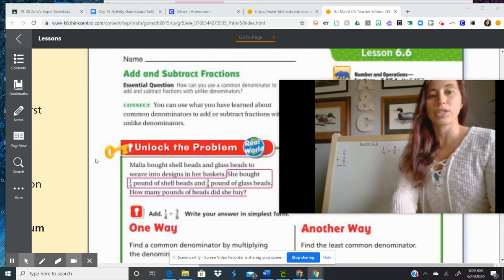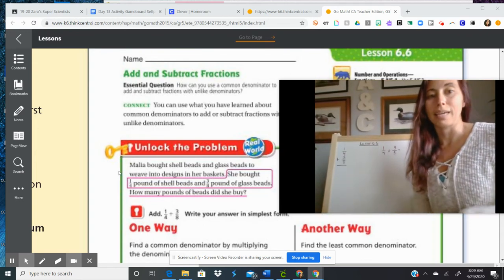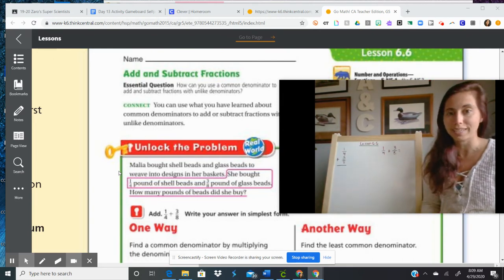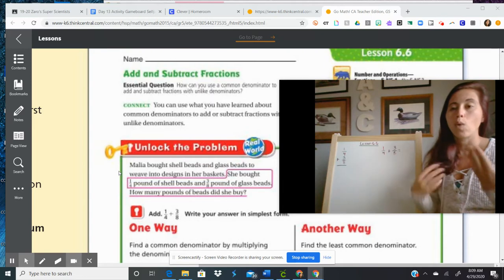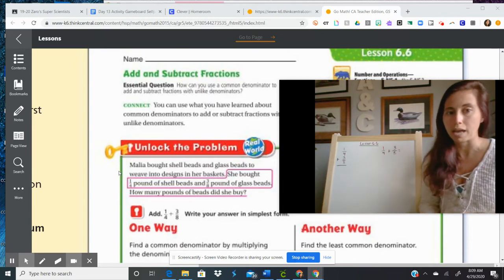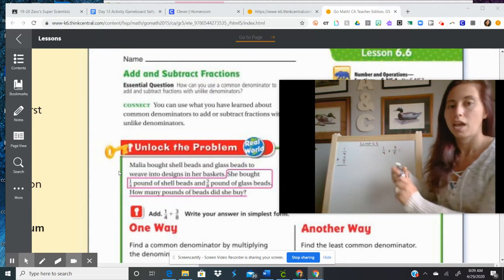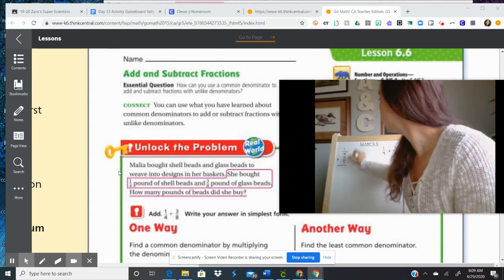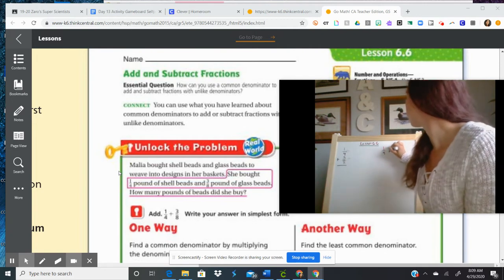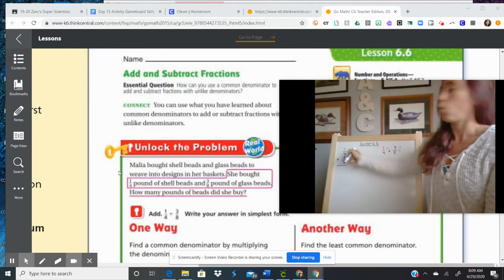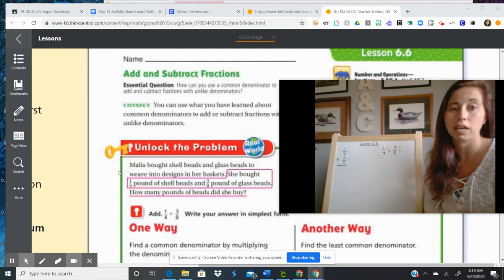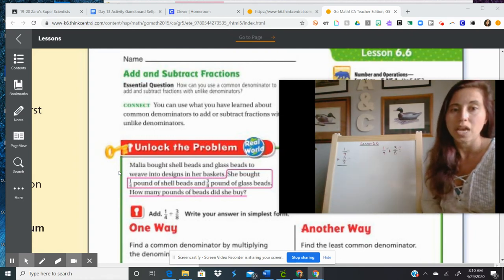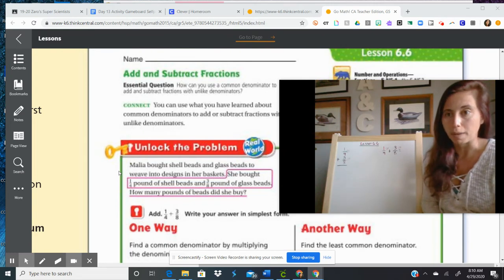All right, question. Malia bought shell beads and glass beads to weave into designs in her baskets. She bought 1/4 pound of shell beads, and these need to not be naked numbers. LB. Okay, 1/4 pounds of shell beads and 3/8 pounds of glass beads. How many pounds of beads did she buy?